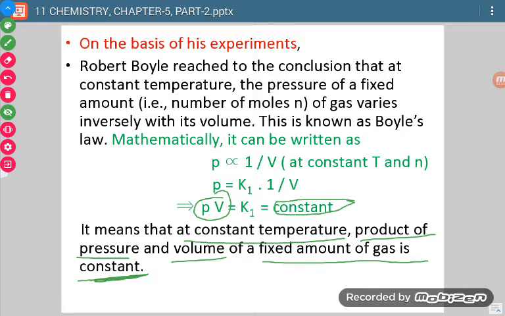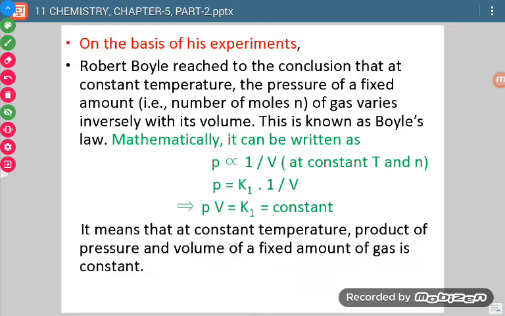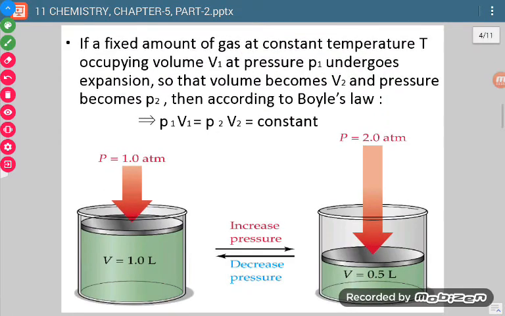Whenever you are asked to define Boyle's law, you will say that for a fixed amount of gas, the pressure of gas is inversely proportional to its volume at a constant temperature, and then you will write P is inversely proportional to 1 by V, or P is directly proportional to 1 by V. Then you will write PV is equal to constant, and at the end you will say the product of pressure and volume will remain constant for a constant temperature and constant amount of substance.